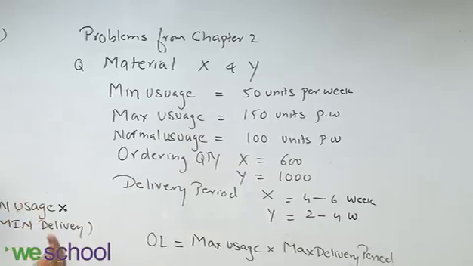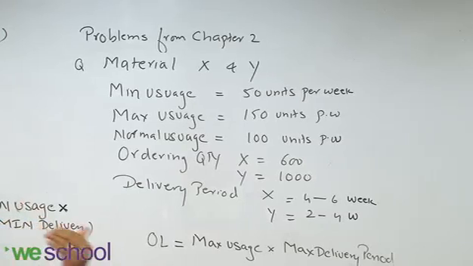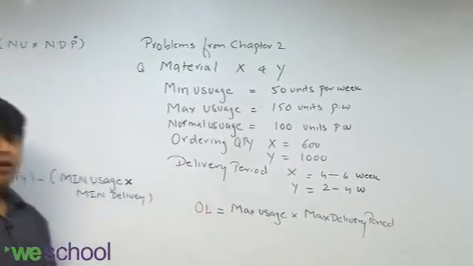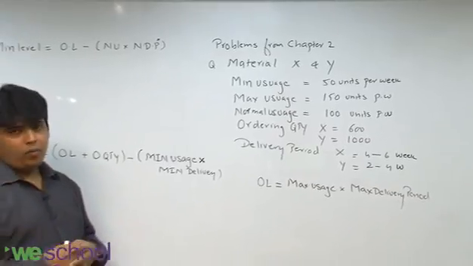Delivery period X, minimum is 4, maximum is 6 weeks. For Y, similarly, it is 2 weeks minimum and 4 weeks maximum. I have put W, it means weeks, for you. Now in order to solve the problem, first you should know the formula.